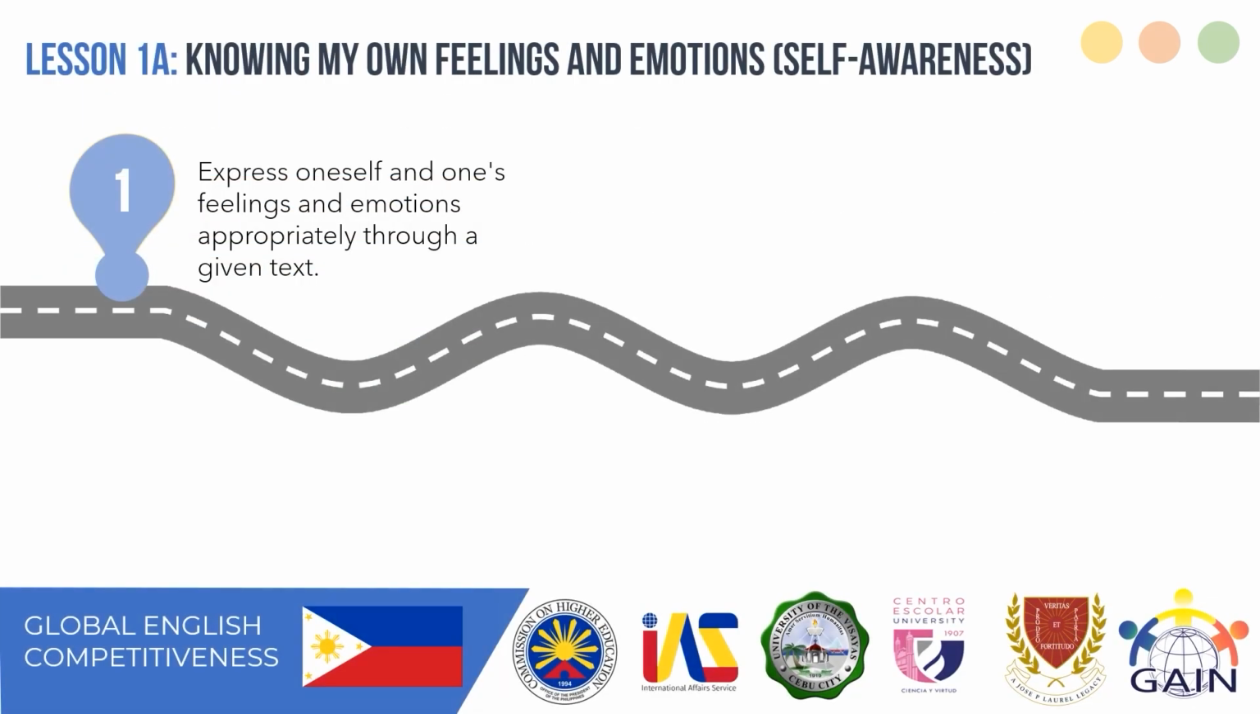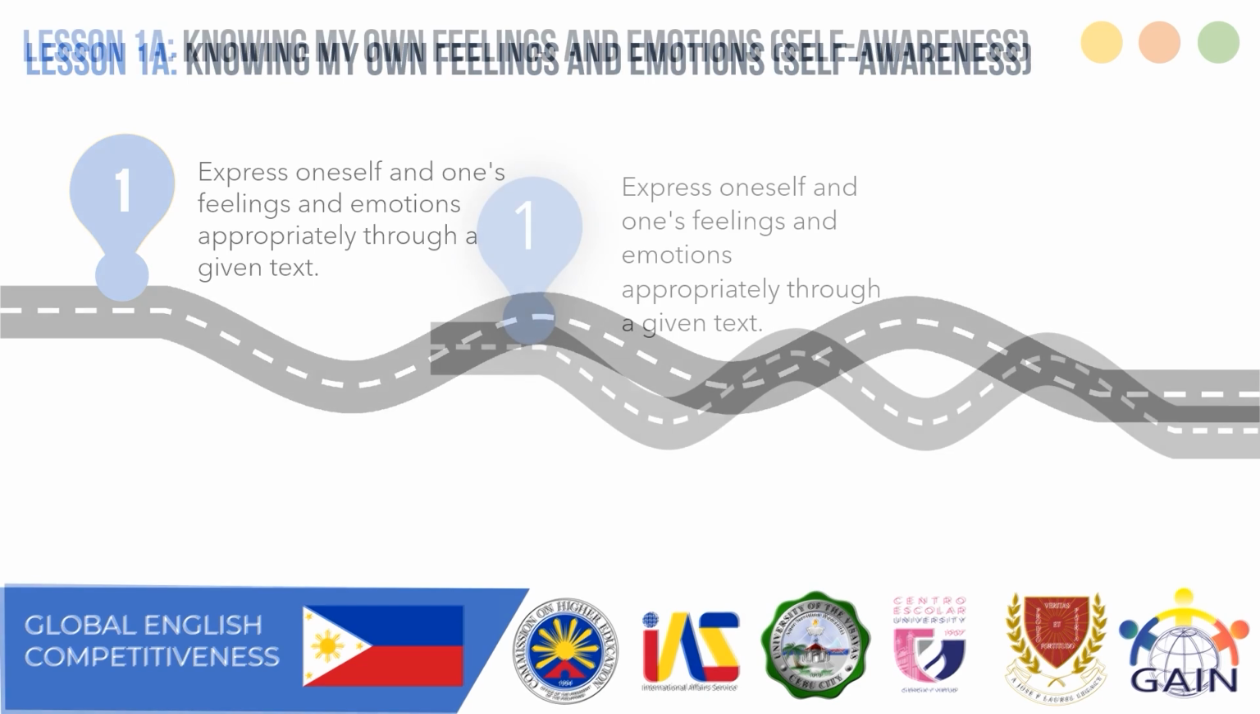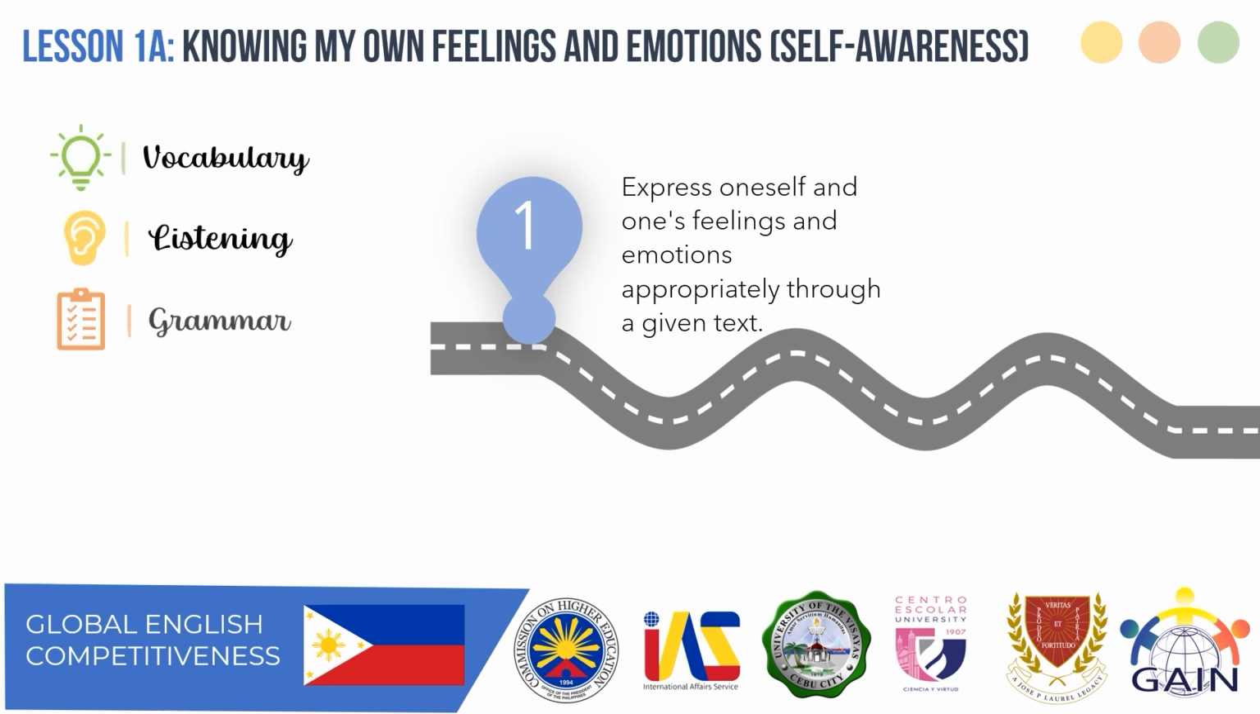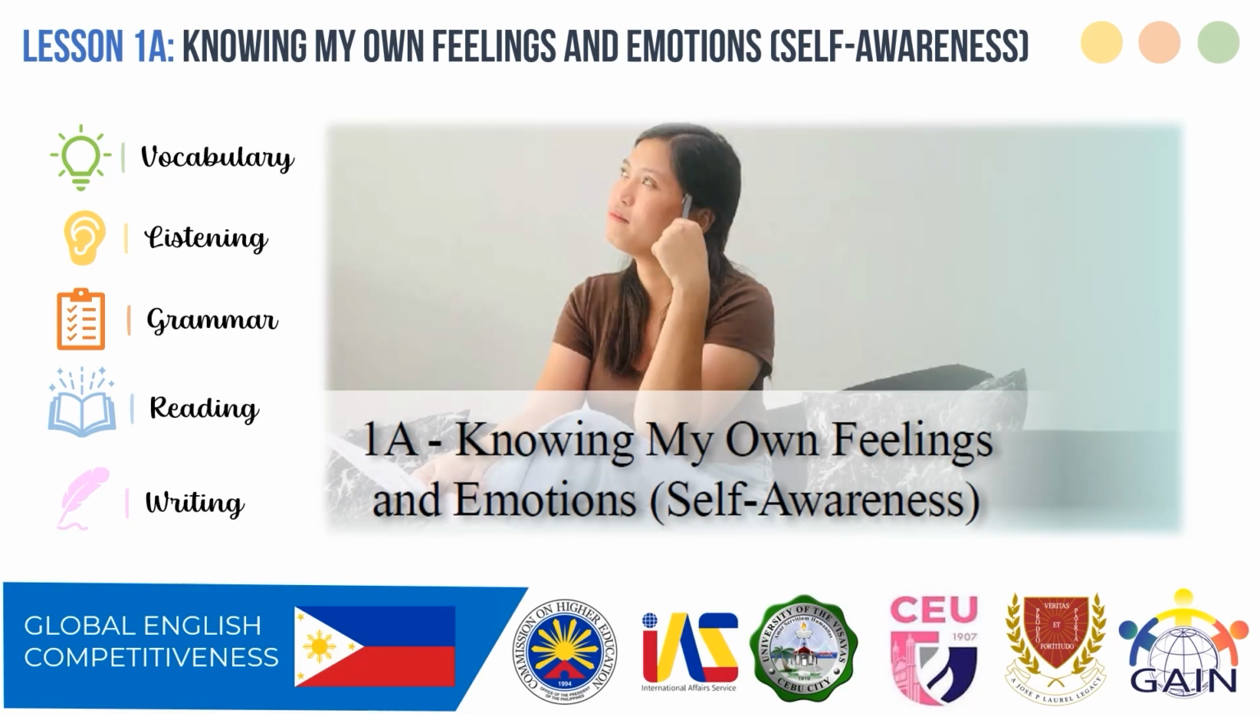Now let's focus on our first objective, to express oneself and one's feelings and emotions appropriately through a given text. Without further ado, let's move over to our first lesson, 1A, Knowing My Own Feelings and Emotions. And here are the sub-lessons that will help us achieve our objective. Vocabulary, listening, grammar, reading, and writing. While doing the different activities, we will also learn about self-awareness, also known as knowing our own feelings and emotions.